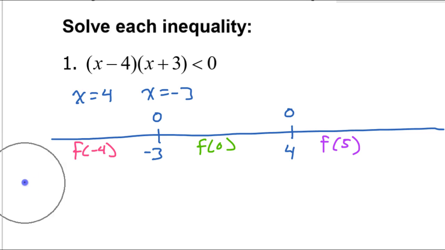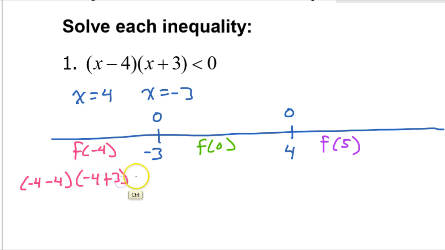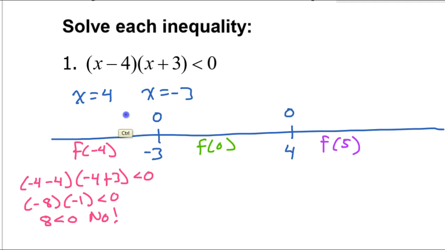So with the -4, that would be -4 minus 4 and -4 plus 3. And I'm checking to see, is that less than 0? So this would be -8 and -1. So that's going to be +8. Is 8 less than 0? No. All right, that's a positive number. So this no means that -4 is not a solution, which means that none of the values in this interval are solutions. So I simply leave that blank.